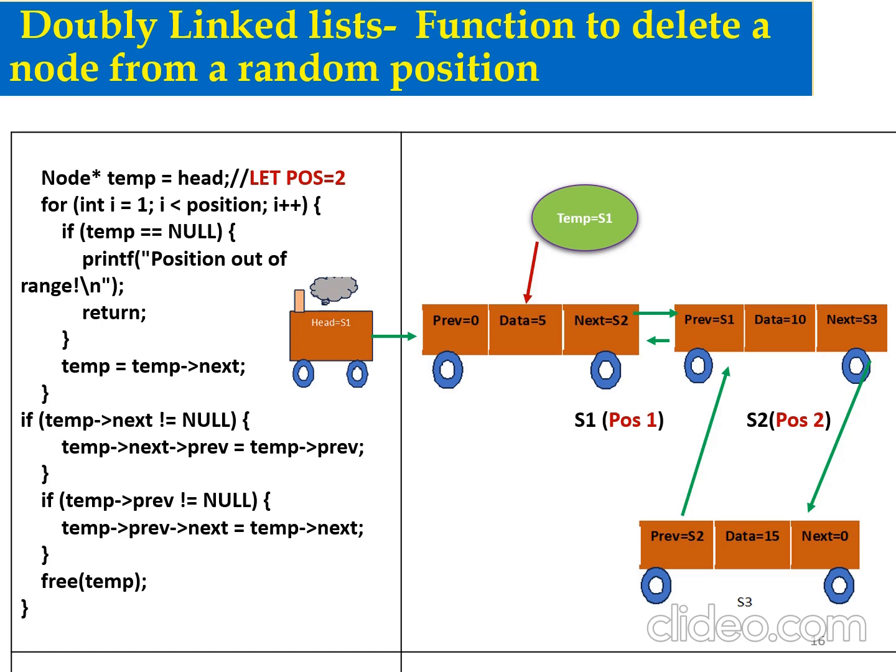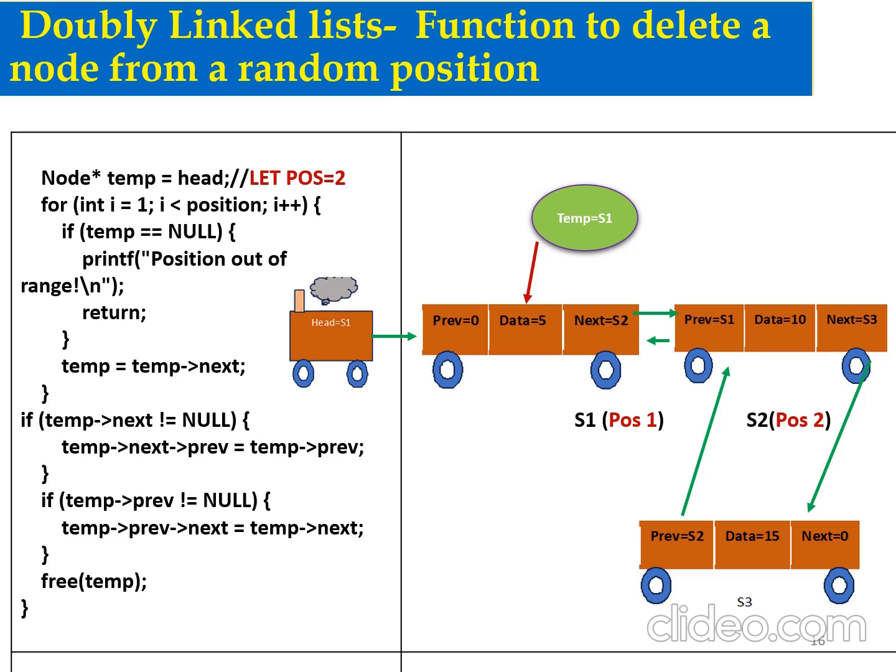So here we will start with position 2. Is 1 less than 2? Yes, so it will come here. Is temp equal to null? Temp is actually starting from the first address, first compartment, that is head. So head is S1, so temp is also S1. So it is not equal to null. That means we have some compartments and we can move further to the particular position 2. So this particular if block will not be executed.